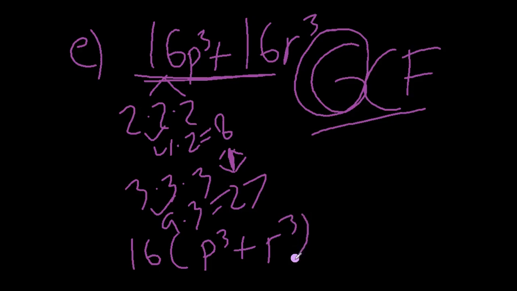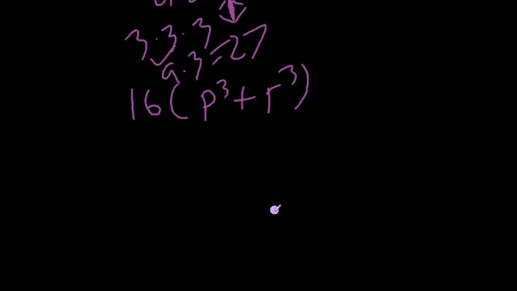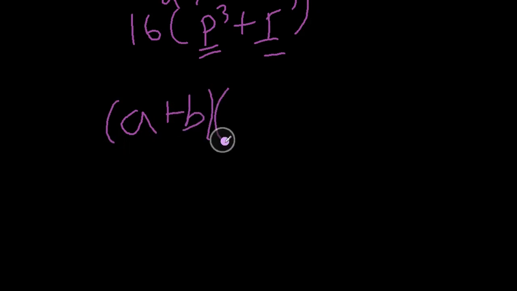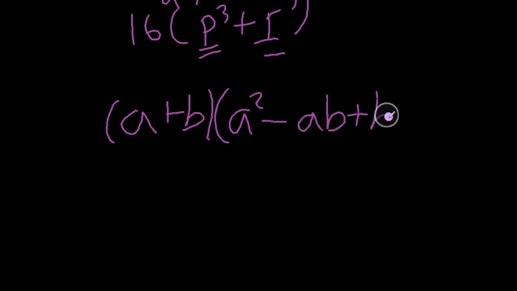And then you could proceed with the rest of our problem. So let's do that. 16 times p cubed plus r cubed. So both of these are already in terms of cubes. I'm going to rewrite my formula. It's going to be the sum one, so it's going to be a plus b times a squared, the opposite, minus ab plus b squared.